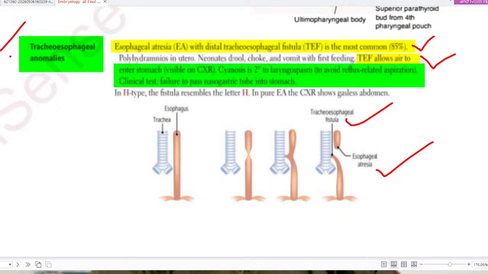Okay. So esophageal atresia with distal tracheoesophageal fistula will be the most common, 85% of cases. You can see the picture. What actually happens? This is the normal trachea. We know the alignment, right? We have seen before about their position.